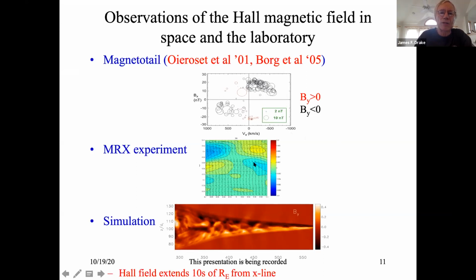And experiments have seen this also, and simulations, of course, produce this. Here's the out-of-plane magnetic field, dark and light, meaning there are opposite signs here. The Hall magnetic field can extend large distances from the X line. And in the simulations, this can be tens of Earth radii from the X line, so very large distances.